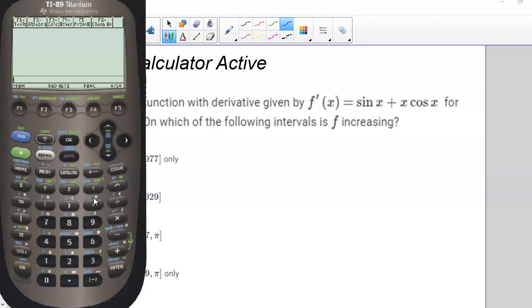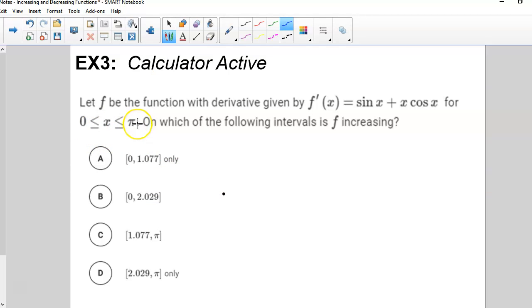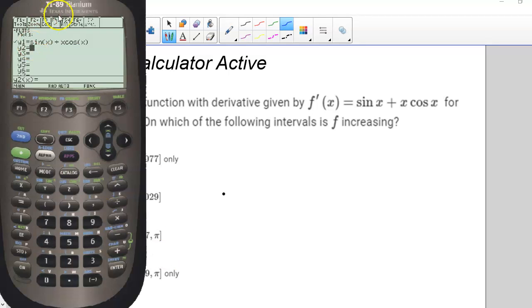Okay. All right. So let's go to y equals. Let's type in this equation. So sine of x plus x cosine of x. All right. And I want to graph this, but notice I'm only looking from 0 to pi. So it's in your best interest, go ahead and restrict that window from 0 to pi before you even begin, so that you're not looking at a lot of unnecessary graphs.